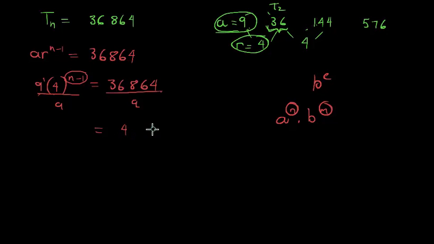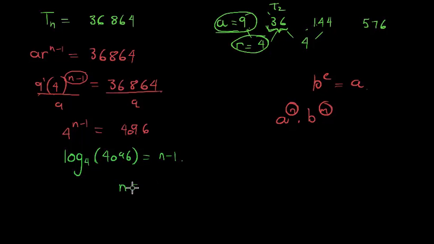What's that? 4,096. So here we get that 4 to the power of n minus 1 is 4,096. So now I can use logs. Okay, what would my log look like? Log base 4 of 4,096 is equal to n minus 1.